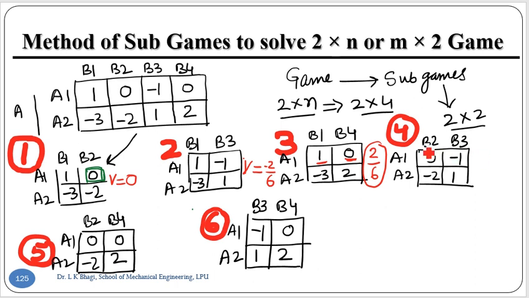Now we check out subgame 4. In subgame 4, first we have to check whether a saddle point exists or not. The minimum is 1, minus 1, and here minus 2, so the minimum is minus 2. Out of these, which is the maximum value? Minus 1 is the maximum value.